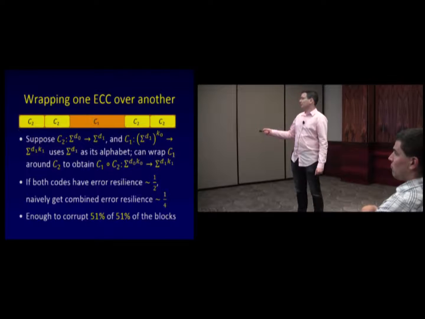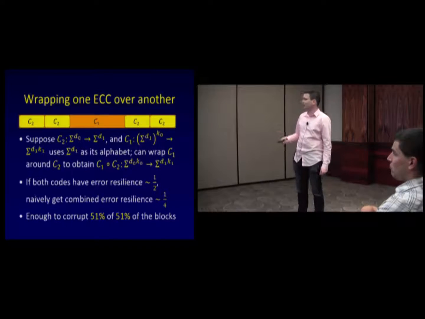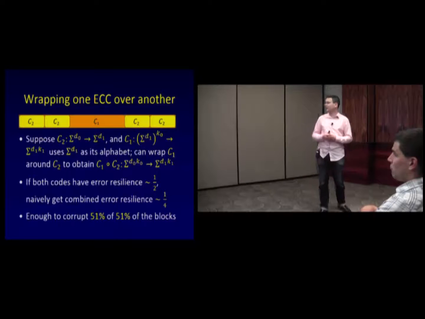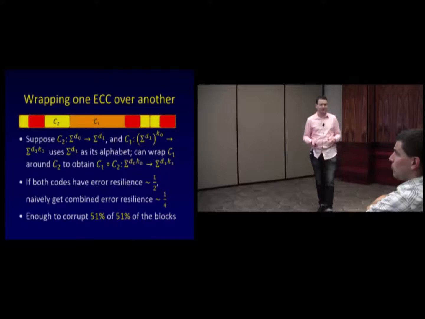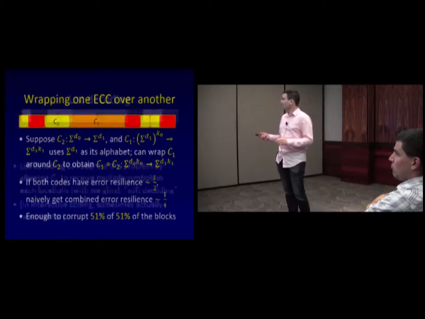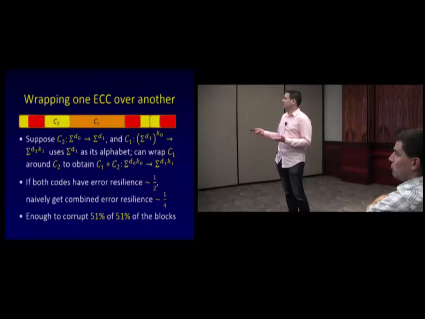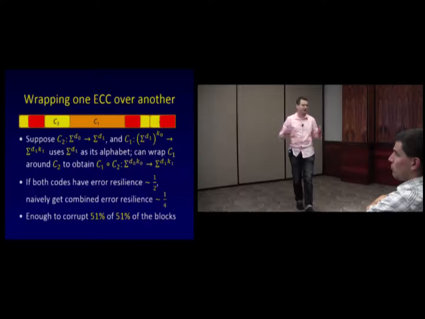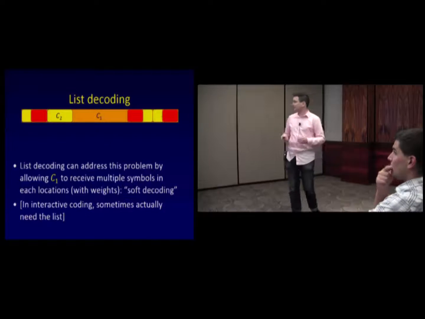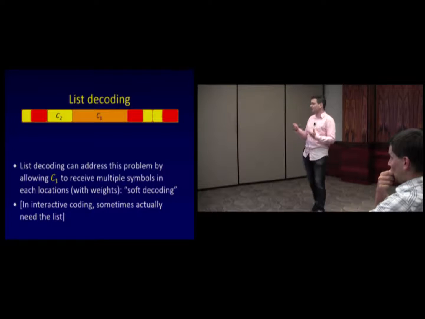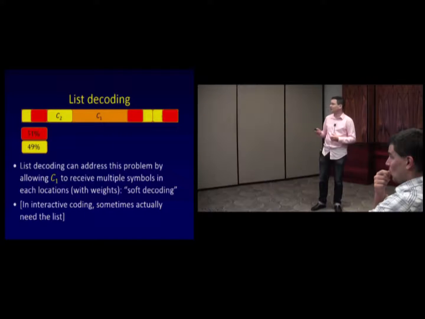So if both codes have error resilience around half, if you naively combine them, you'll get an error resilience of a quarter, because to get the wrong answer, it's enough to corrupt 51% of 51% of the blocks. Then these blocks get decoded to the red thing, and reds have a majority, and the whole thing gets decoded incorrectly. So the way you deal with it is by using weights, by soft decoding.